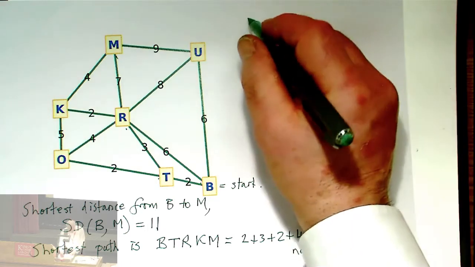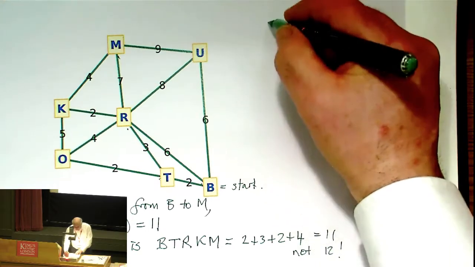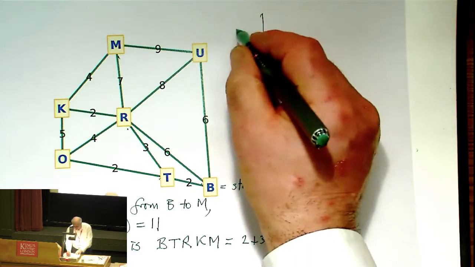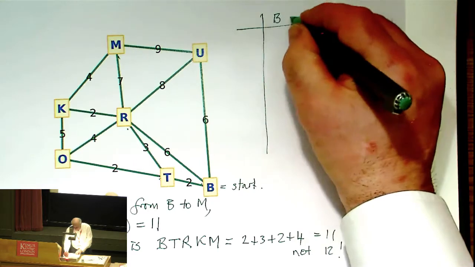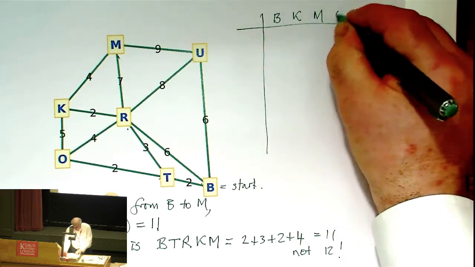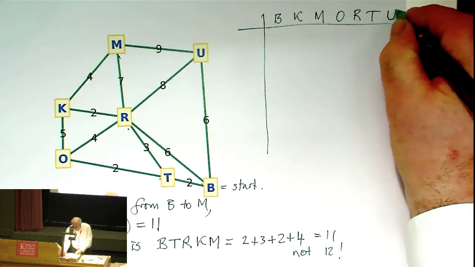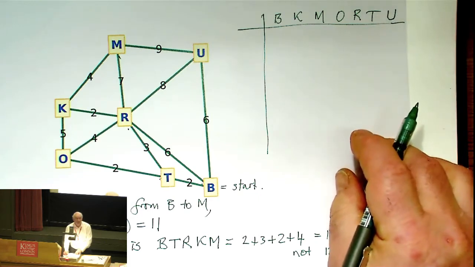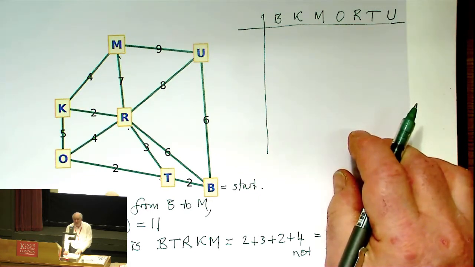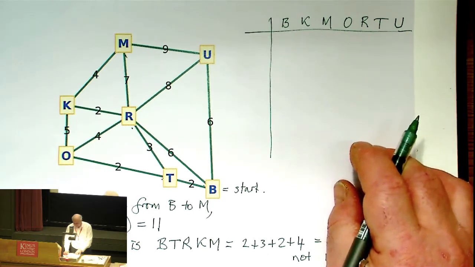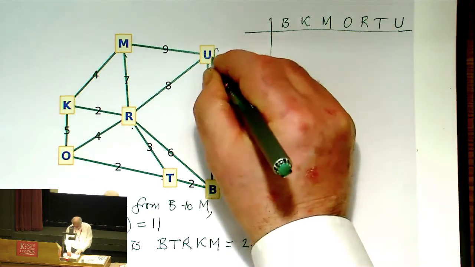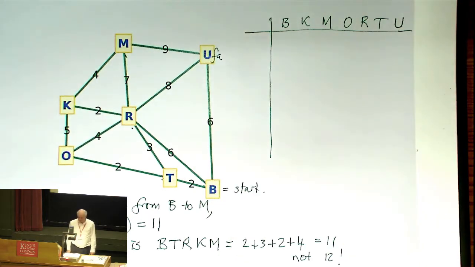With a table, we're going to write the vertices in alphabetical order along the top. So B, K, M, O, R, T, U. Does anyone know what O is? Yeah. U? Russian city. Ufa. Okay, so we've got those seven vertices, and we're going to start at vertex B, so that gets labelled.